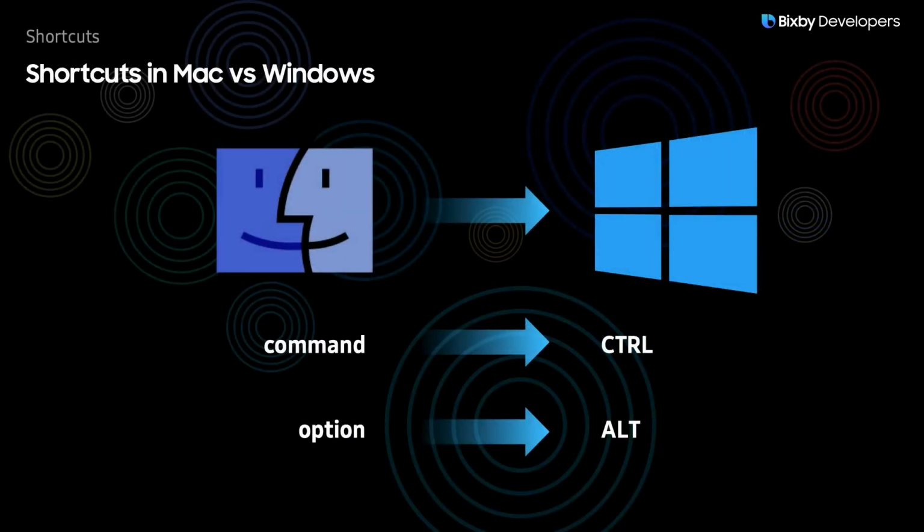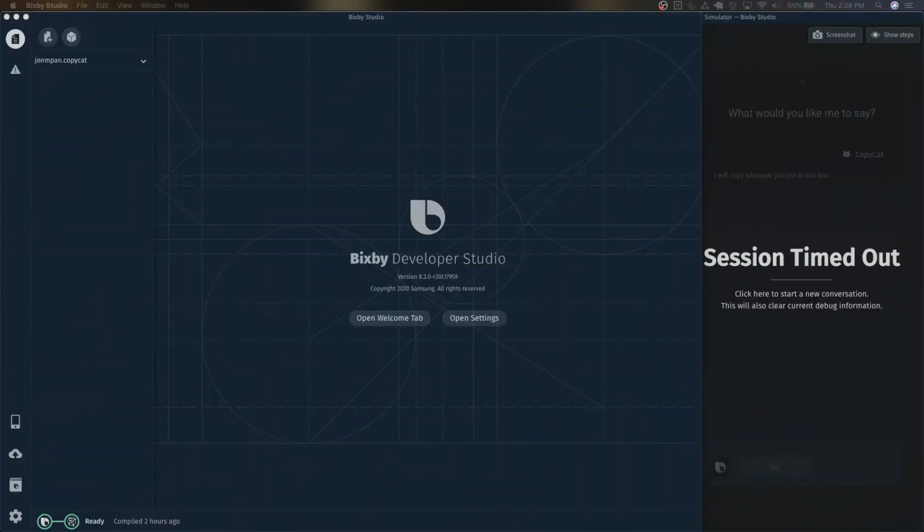Before I continue, all the shortcuts I'll be showing will be on the Mac OS. However, pretty much all these shortcuts will translate over to Windows, with Command being equivalent to the Control key on Windows, and the Mac option key being equivalent to the Alt key on Windows. So without further ado, let's go ahead and get started.